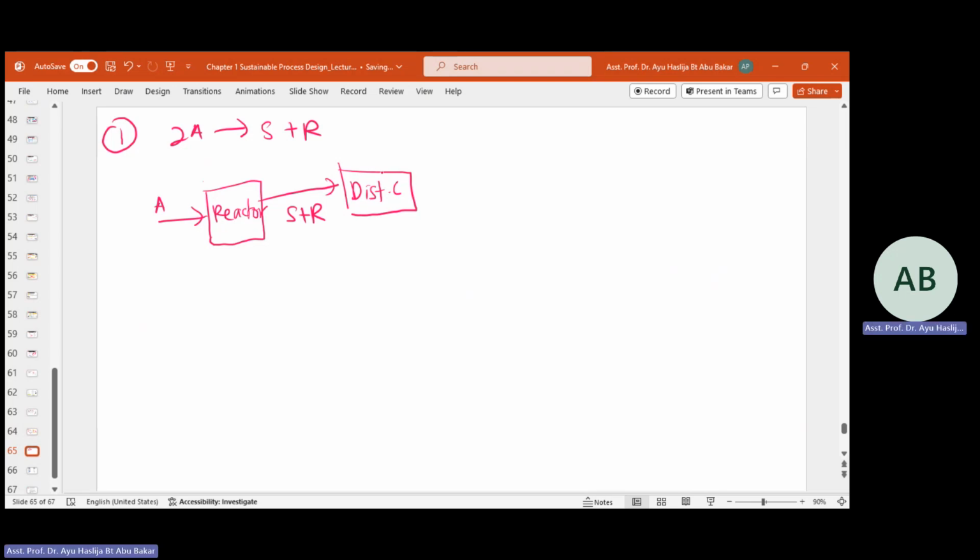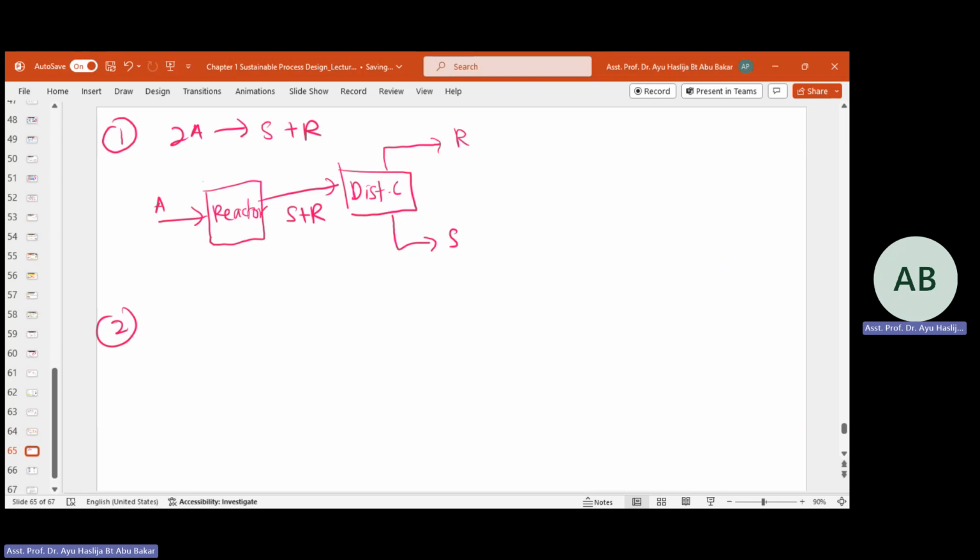Since the question doesn't mention which one is top and bottom, from the assumption just now, which product will be top and bottom? R top, S bottom. Okay, this is route 1. Done. We have your BFD.